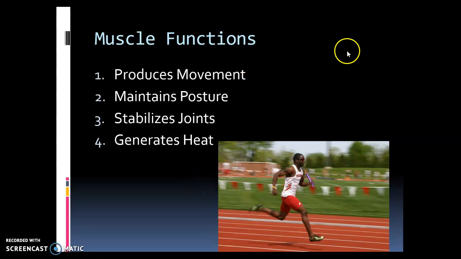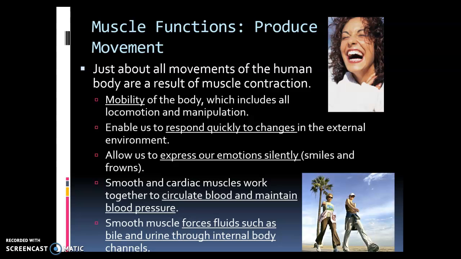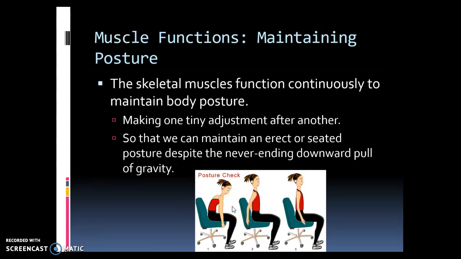So what does a muscle do? It has a lot of different functions. It produces movement, it creates posture, it stabilizes your joints, and generates heat. So the first thing is producing movement, and we talked about this already. It's connected to bone. That shortening of the muscle causes the bones to move so that you can move your body from one place to the other. But in your smooth and cardiac muscle, it creates movement too, so that things can flow through your organs, and your heart can pump blood into your body.